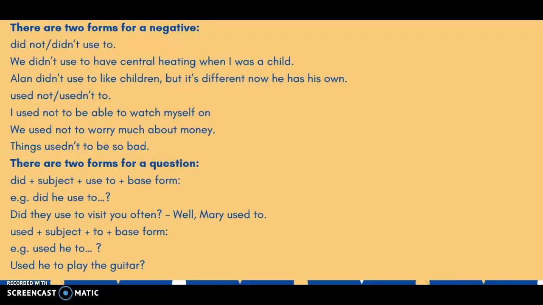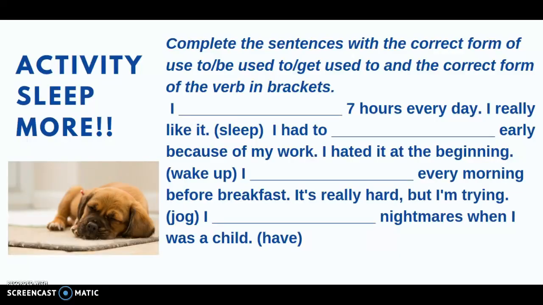And the form for the questions: did plus subject plus used to plus verb form. Okay, it's a presentation, and the activity is about the topic sleep. First, the students complete the sentences with the correct form of used to be, used to get, used to, and the correct form of the verb in brackets.